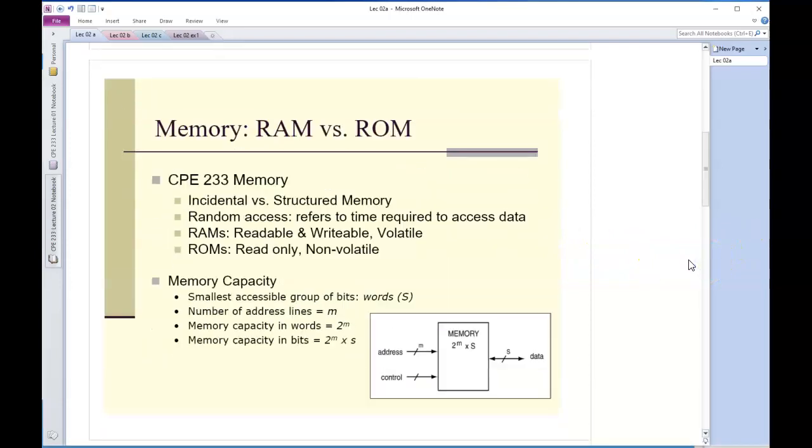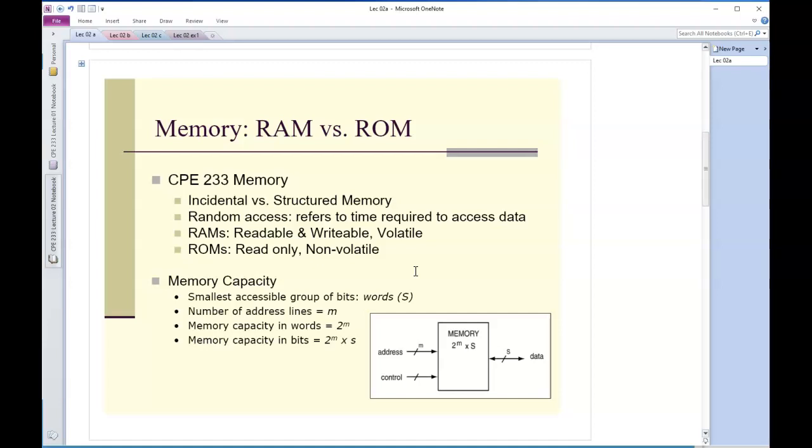So this slide is pretty much a review from what we were talking about before. I made up the terms incidental and structured memory. Typically, small memory such as a register here and there or a flip-flop, I call incidental memory. What we're more interested in is structured memory, and that's something big like a RAM or ROM. They're both random access. We'll be working with RAMs in this class.